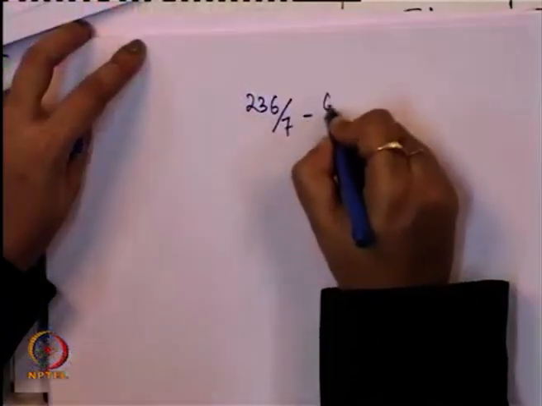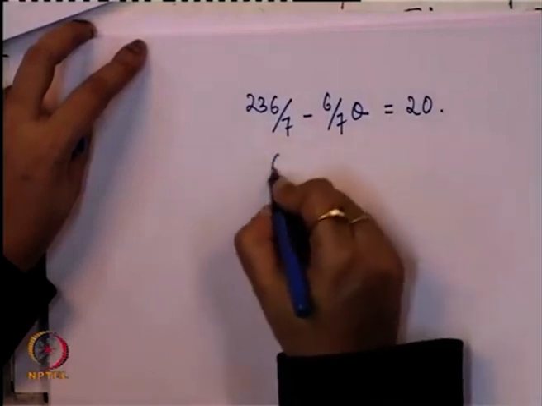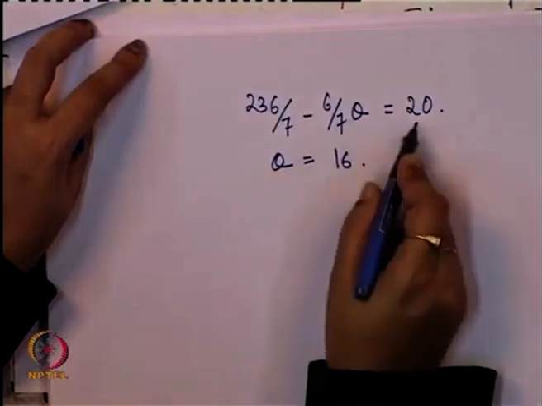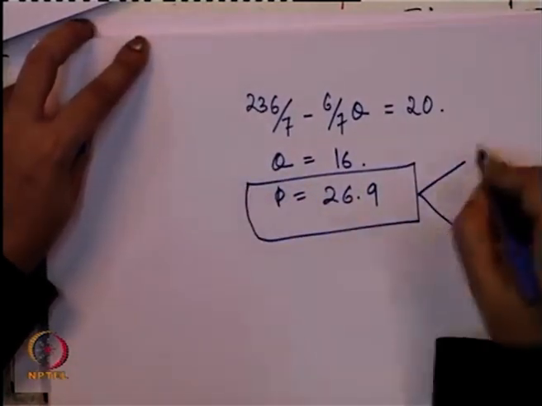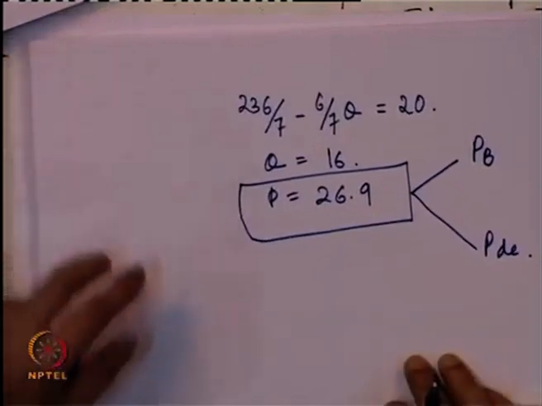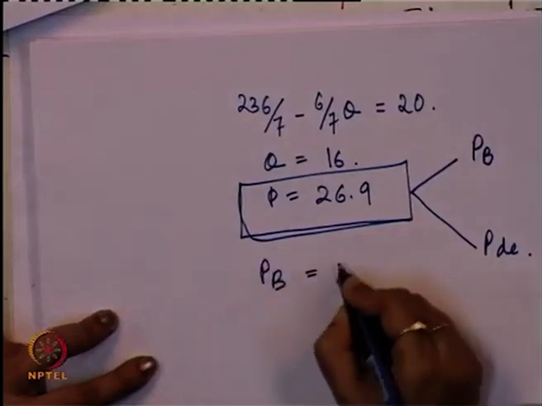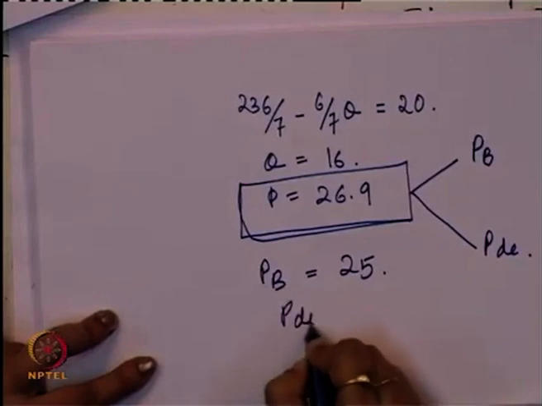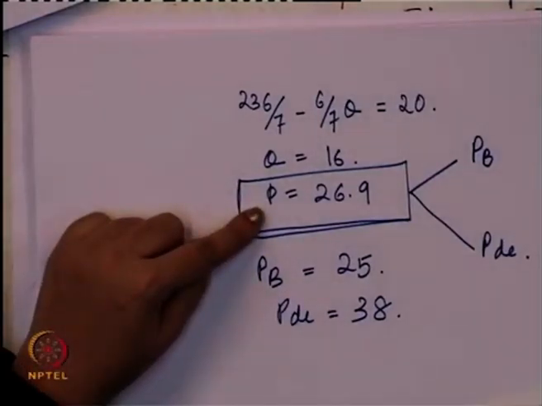Now we will equate the marginal revenue and the marginal cost. So marginal revenue, 236 by 7 minus 6 by 7 Q, is equal to 20, as we know that marginal cost is equal to 20. Solving this we get Q equal to 16, and putting the value of Q in the P equation we get P equal to 26.9. So this is the price to be followed in both markets, B and the other market. It means when there is no discrimination, they are charging a price of 26.9, and when there is discrimination, they are charging 25 and 38. So if there is no discrimination, this is the price followed by both, B and DC.